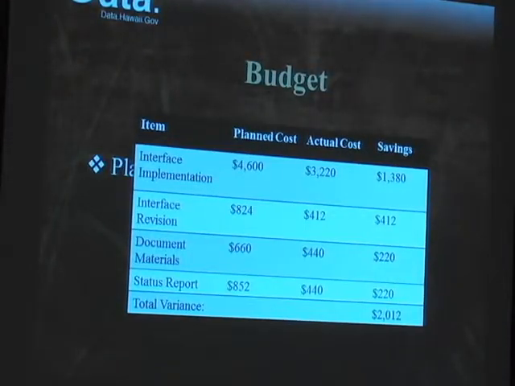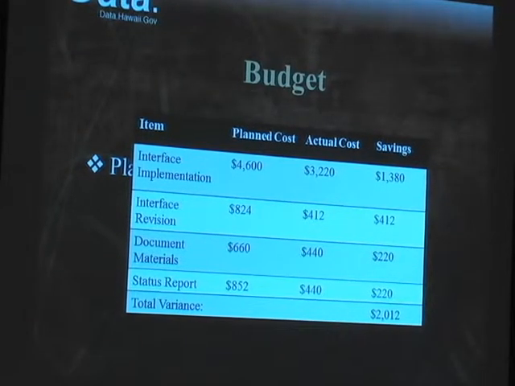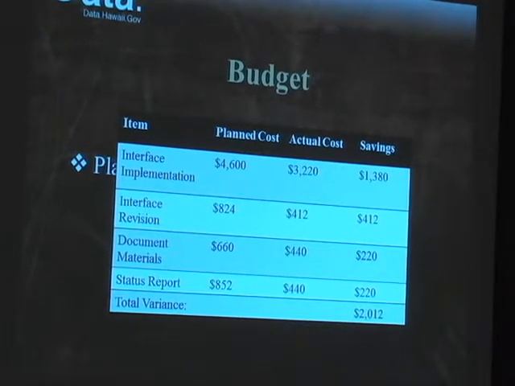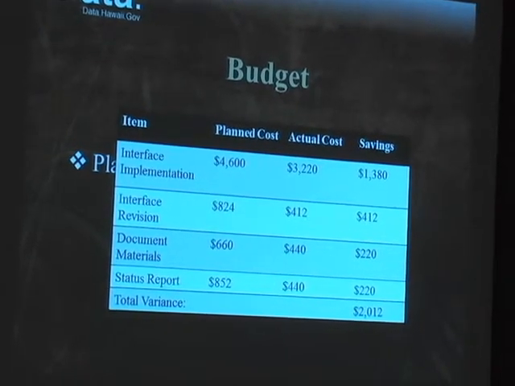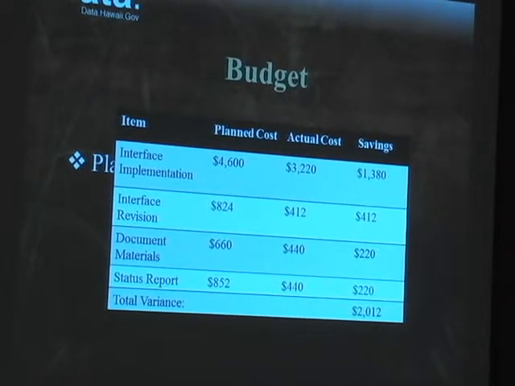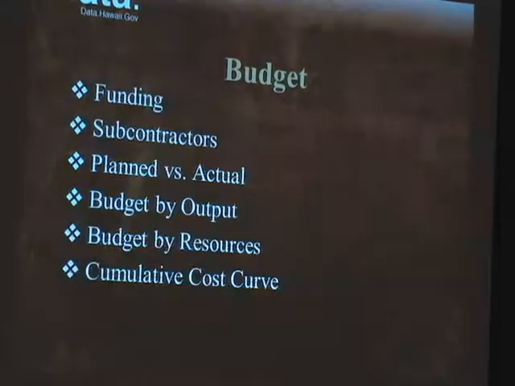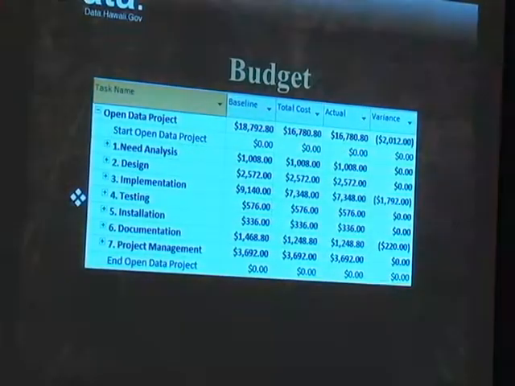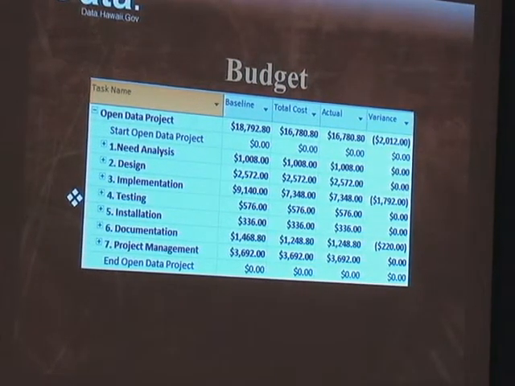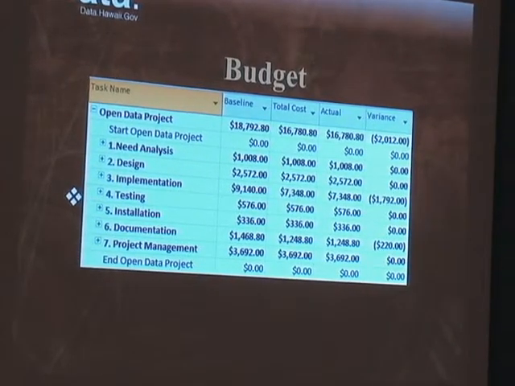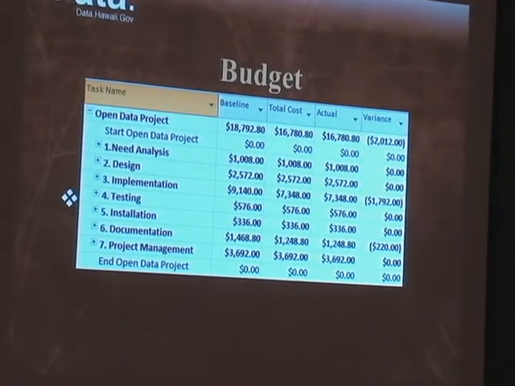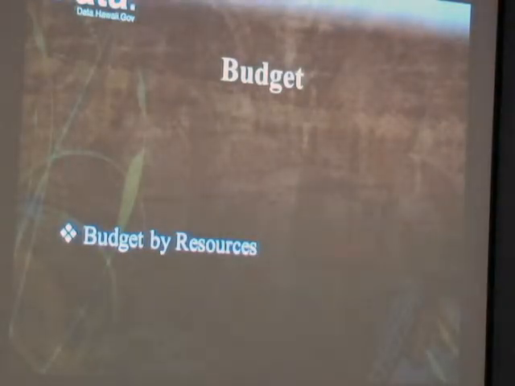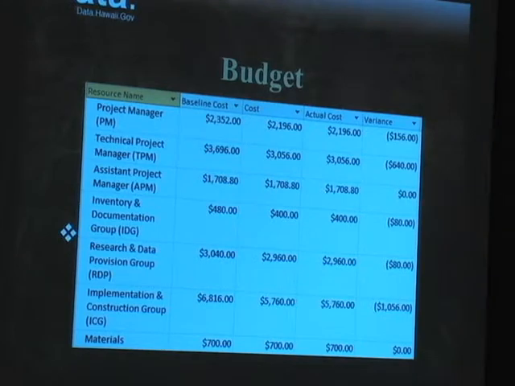Here's a chart of plan versus actual, where we actually had a savings pretty much across the board as far as the interface, implementing, revising, and the document materials. Total is about $2,000. Budget by output: again, there's a slight favorable variance, as you can see on the right column, of savings. For budget by resources, again, there's a slight variance.